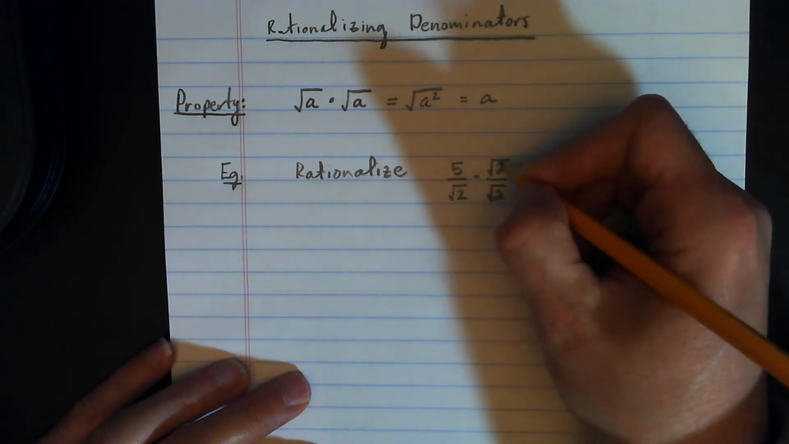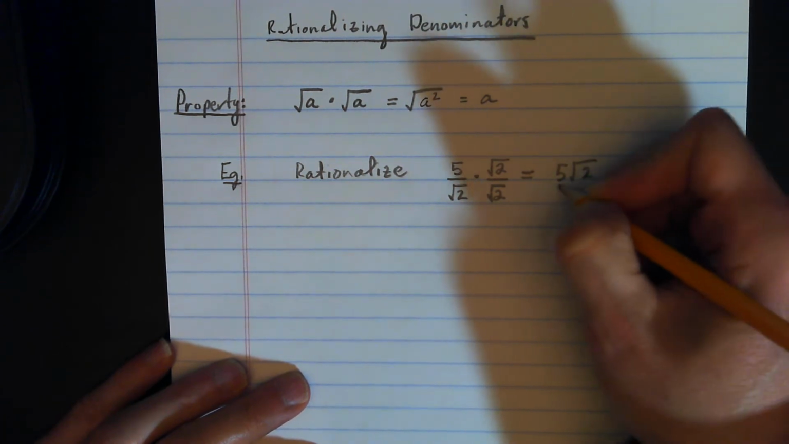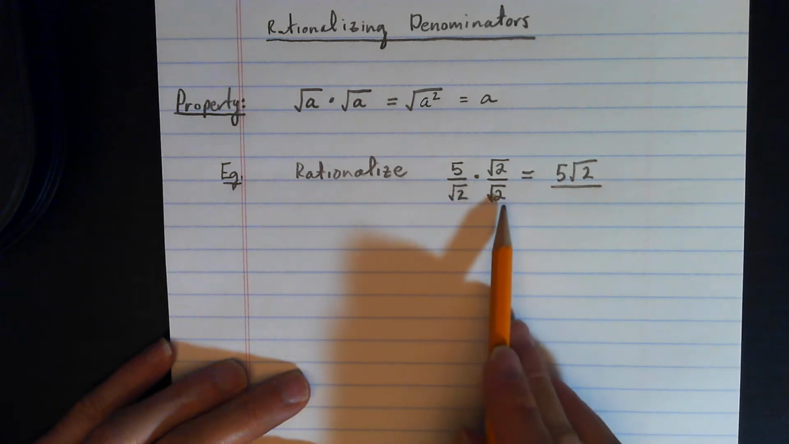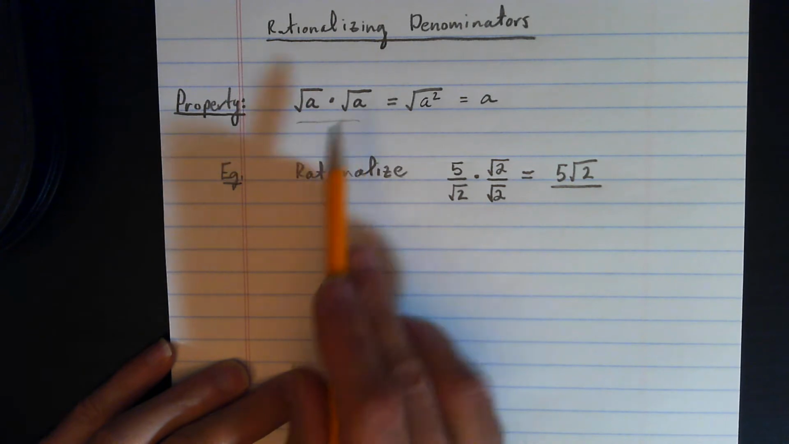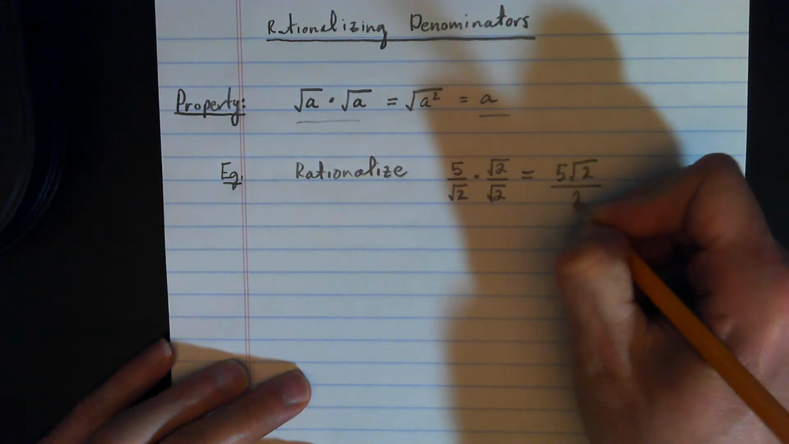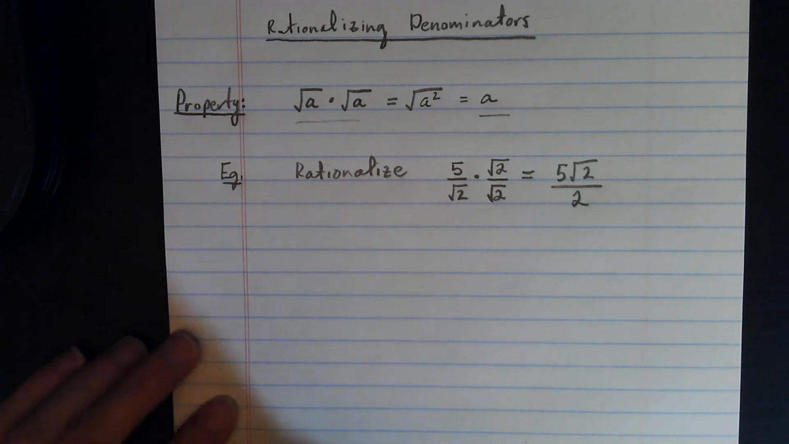Well, I just get 5 times the square root of 2, which is 5 root 2, divided by, well, the square root of 2 times the square root of 2, well, that's the square root of 2 squared, or the square root of 4. And the square root of 4 is just 2. And that's why I wrote this property right here. Okay, so the square root of 2 times the square root of 2 is just 2. Okay, and that's all there is to this question. All right, let's try this again.